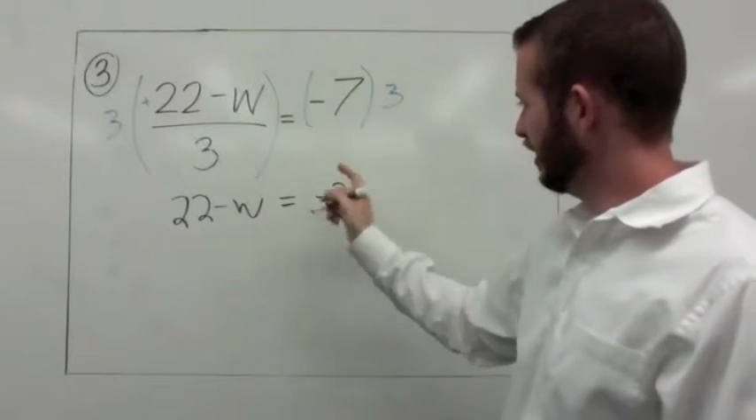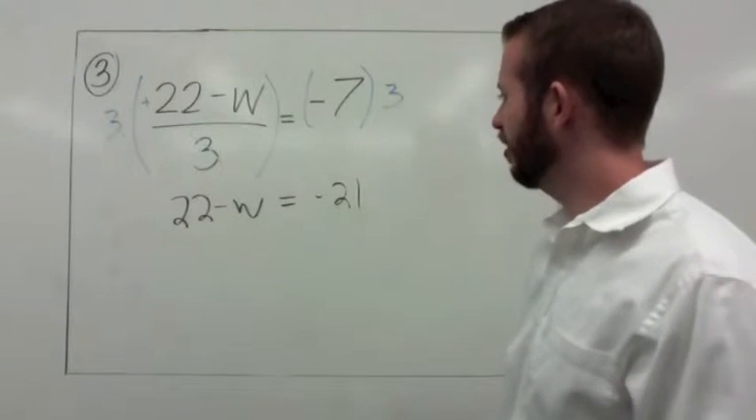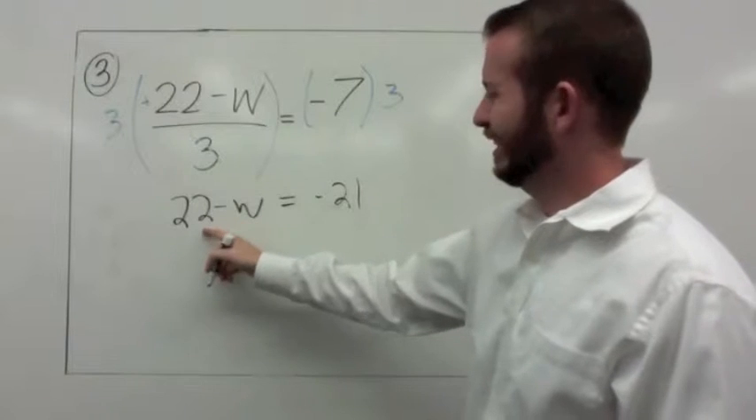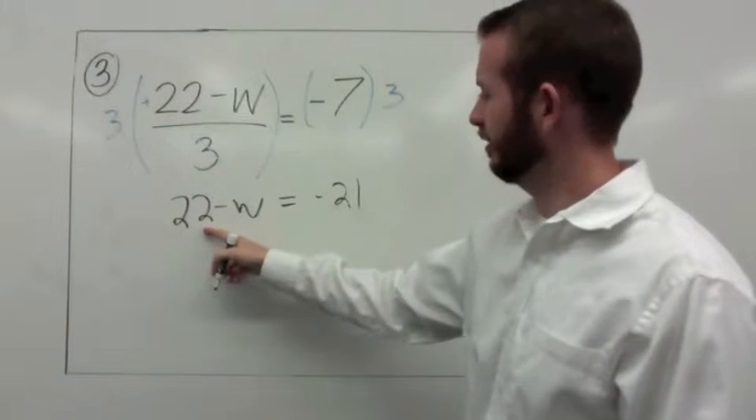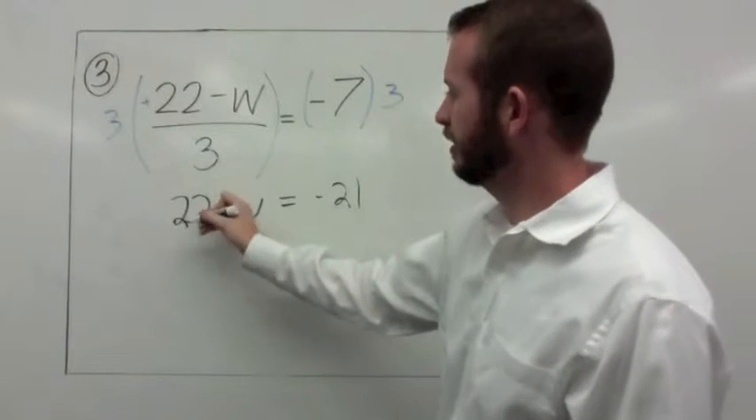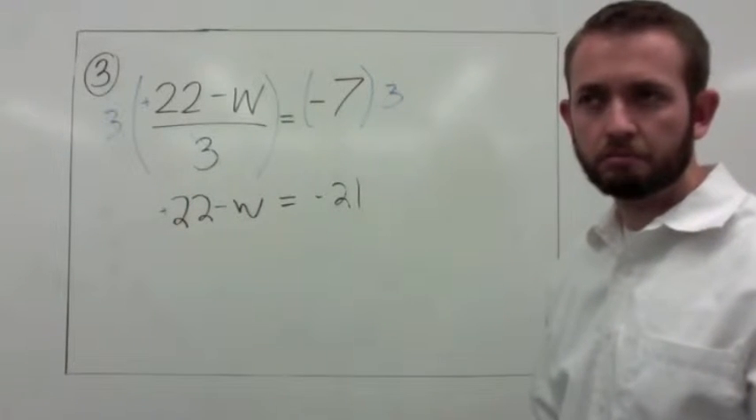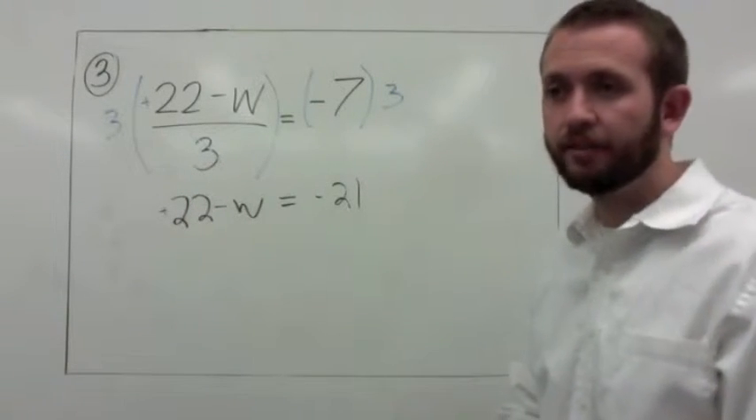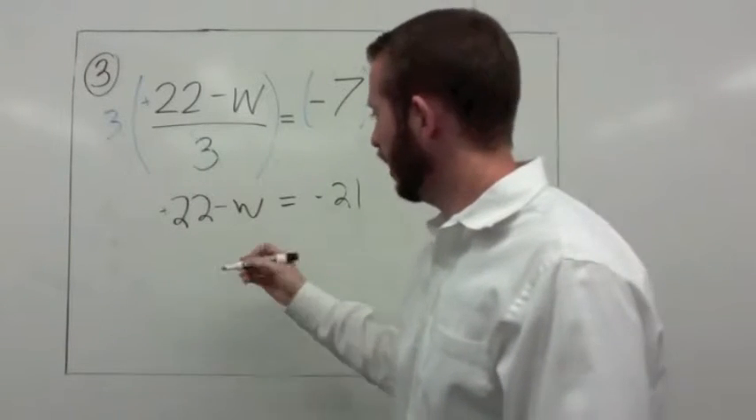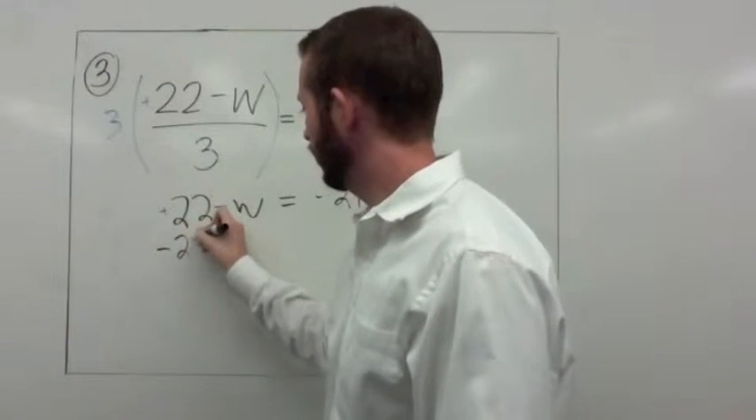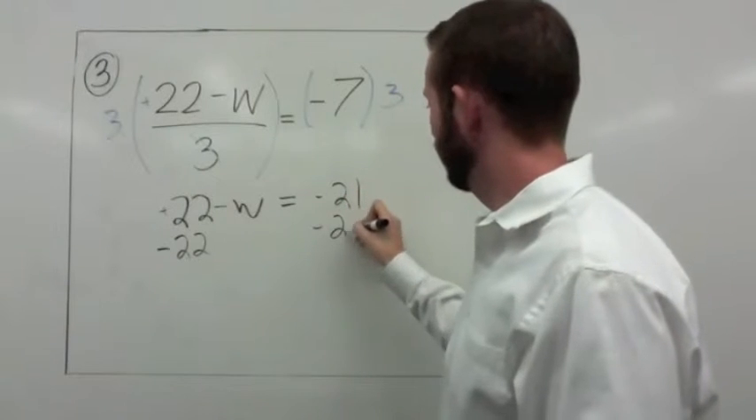Well, we've got a lot going on here, but I don't really know what to do with this w. Well, the 22 out front really needs to be handled, doesn't it? So again, this is a positive 22. How are we going to get rid of it? The opposite of a positive is a negative. So we're going to subtract 22 from both sides.